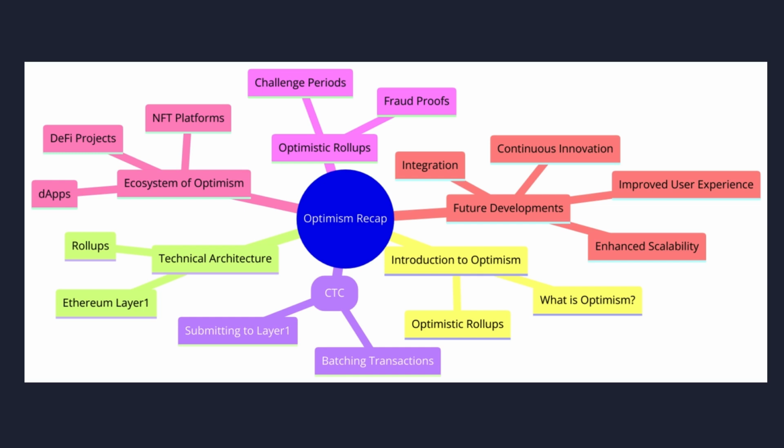Optimism's ecosystem includes a variety of applications such as DeFi projects, NFT platforms, and dApps. Looking forward, future developments focus on enhanced scalability, improved user experience, continuous innovation, and broader integration, solidifying Optimism's position as a leading Layer 2 solution.